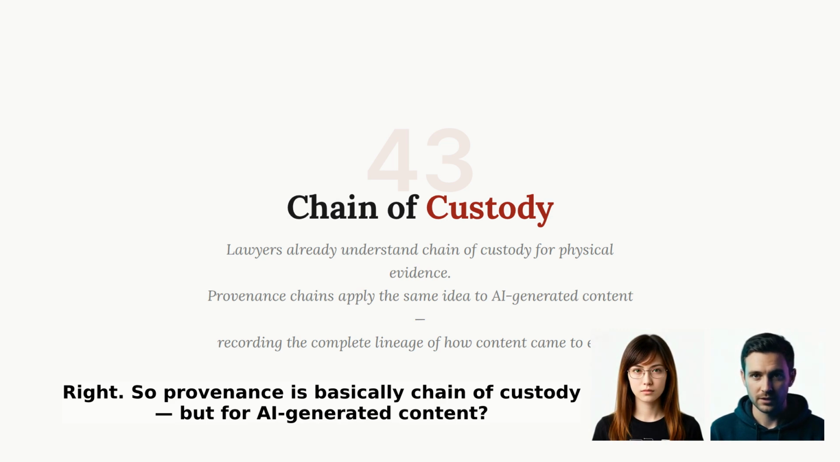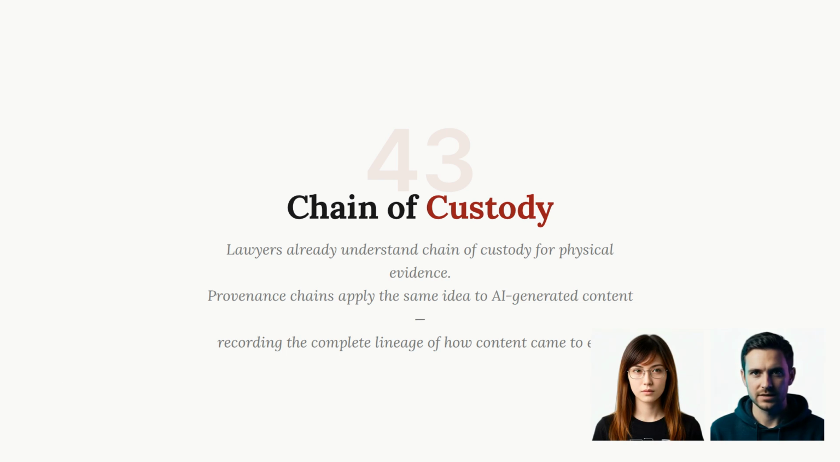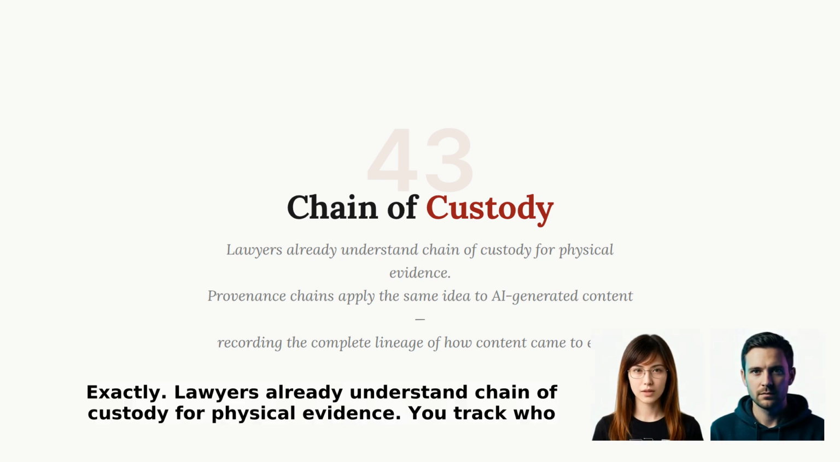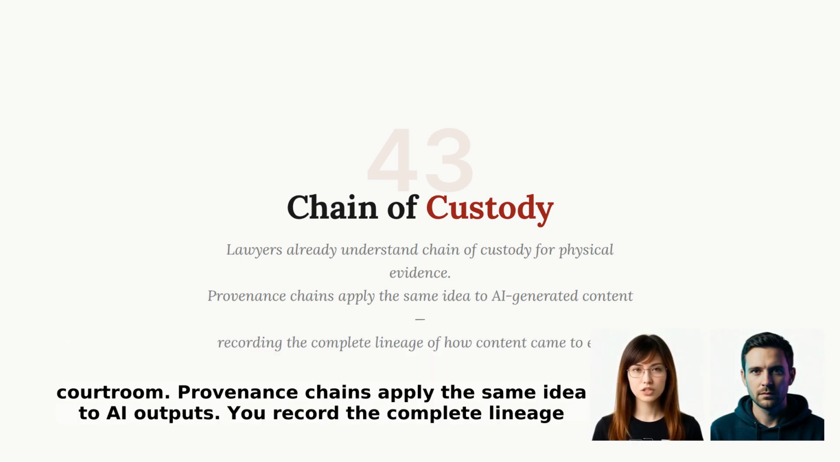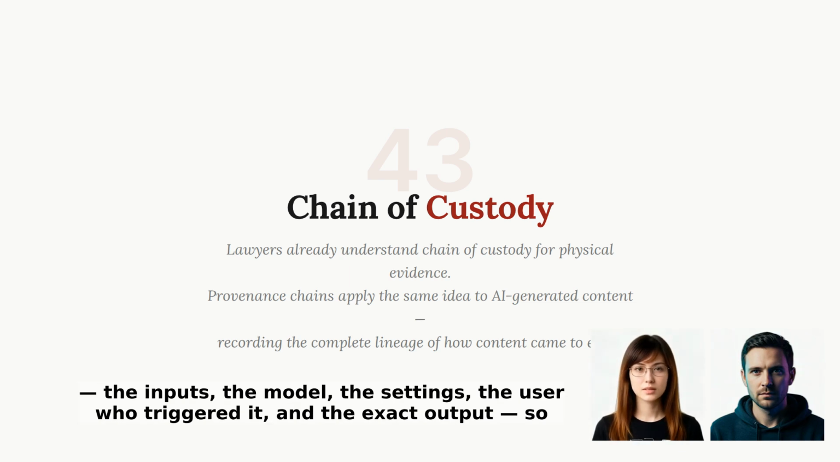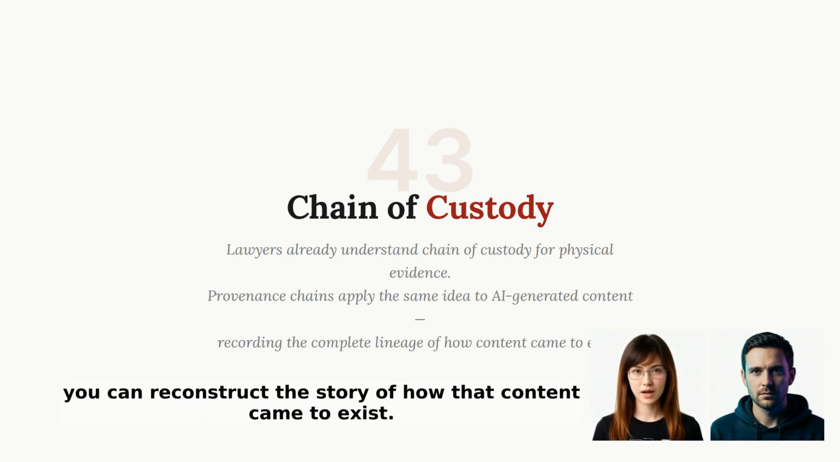Right, so provenance is basically chain of custody, but for AI-generated content. Exactly. Lawyers already understand chain of custody for physical evidence. You track who handled it, when, and how, so you can prove it wasn't tampered with between collection and the courtroom. Provenance chains apply the same idea to AI outputs. You record the complete lineage, the inputs, the model, the settings, the user who triggered it, and the exact output, so you can reconstruct the story of how that content came to exist.